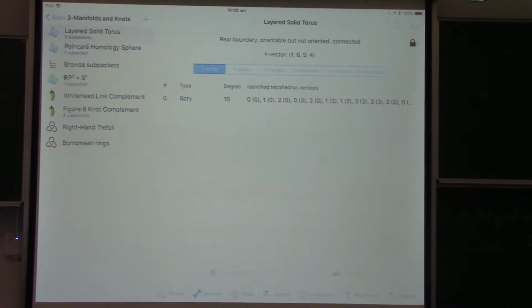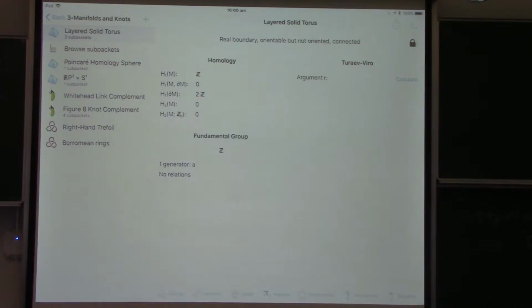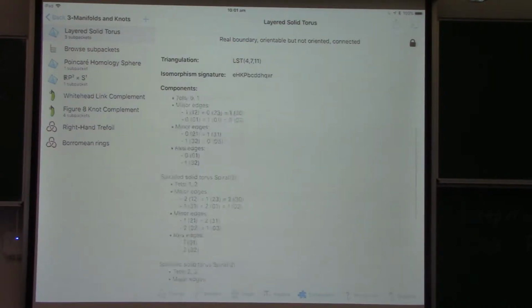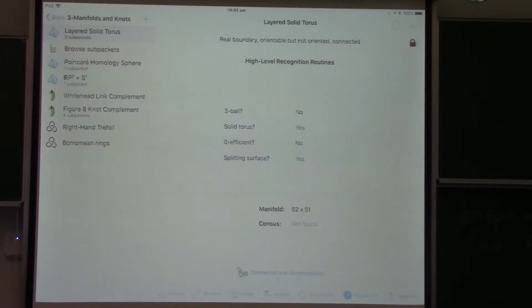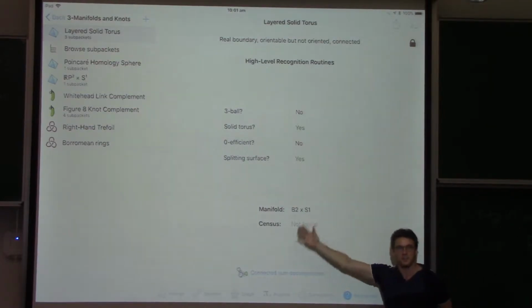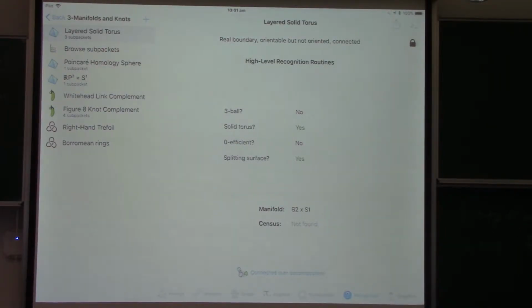Let's not do algebra. Let's take the layered solid torus. So this is a solid torus. So if you go to algebra, it gives you the fundamental group, the homology groups. You can compute your Turaev-Viro invariants. This is all telling you about the combinatorics of the triangulation. This is doing some large-scale things, so it tries to recognize the manifold if it can. The solid torus is an easy one. It tries to find it in a census if it can, and so on and so on.